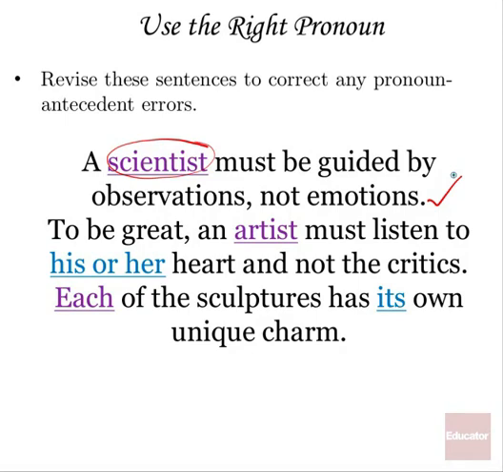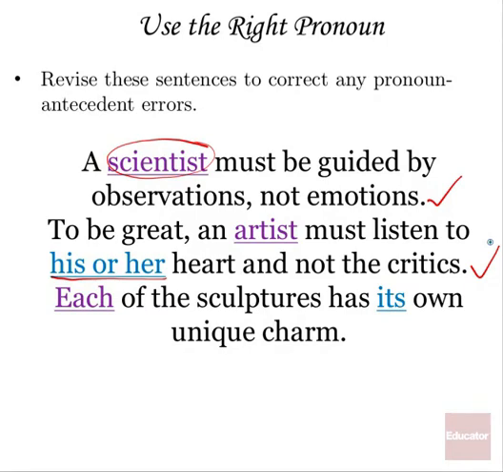As far as I know, we don't have a world where every single scientist is female, so we can't use her for everything. But we also don't have a world where every single scientist is male, so we can't use him for everything. To be great, an artist must listen to his or her heart and not the critics. This is another way to solve that problem. We don't know whether the artist is male or female, and since it's a hypothetical artist anyway, there's no way to tell.